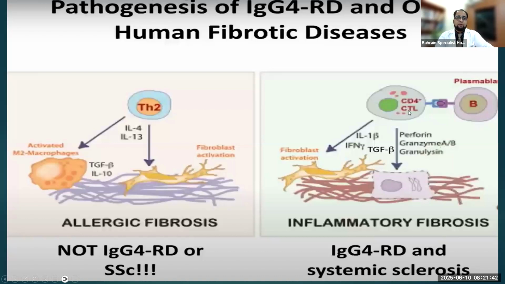And this is responsible for the extensive fibrosis in these two conditions. So, the reason for extensive fibrosis is the CD4 CTLs. While in allergic conditions, it is a T helper 2 cell mediated reaction wherein activated macrophages cause TGF beta release and fibrosis, and also T helper 2 cells, by release of interleukin 4 and interleukin 13, cause fibroblast activation.